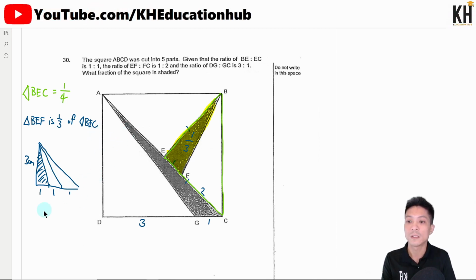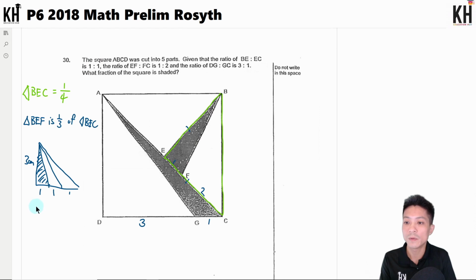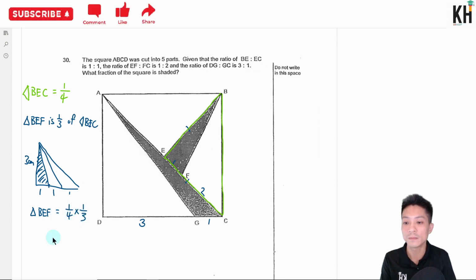So now to find the fraction of this part here, I want to keep that shaded part. Never mind, I can erase it. So the area of triangle BEF is actually 1/4 times 1/3, which equals 1/12 of the whole thing.